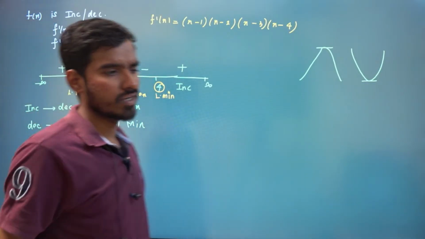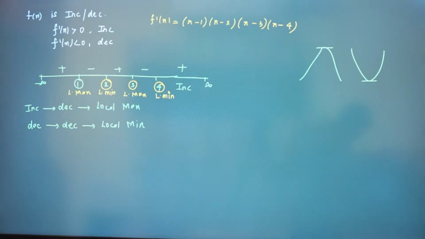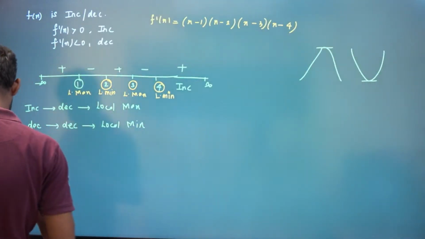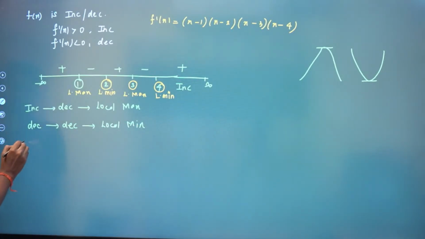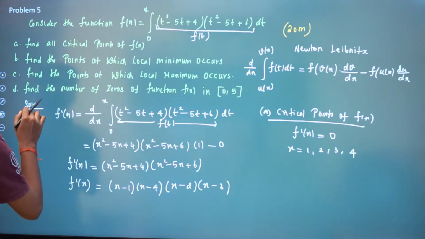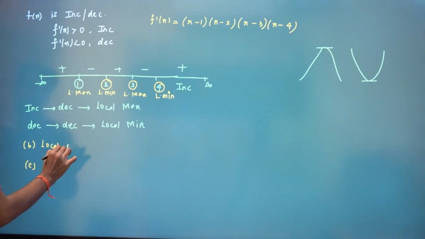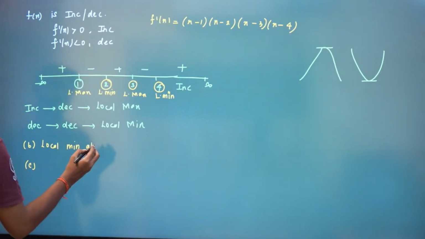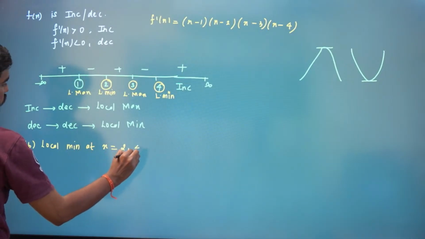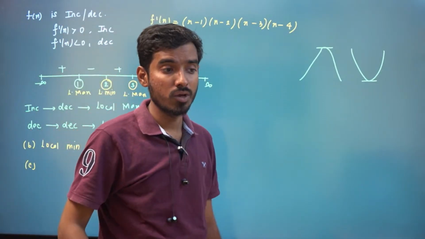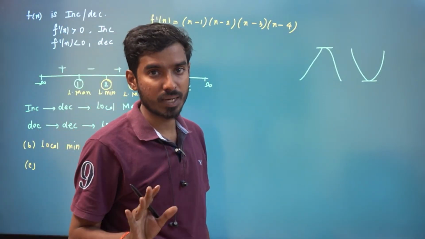Or else you can use the second derivative test also, but this will be time consuming, right? See, our aim is to find at which points it is maximum and minimum, right? So for the second subdivision answer, third subdivision answer, you can quickly do this. Points at which local minimum occurs: local minimum at x is equal to 2 and 4. I don't know the output value. They haven't asked what is the maximum or minimum value. They are asking only the point of minimum and point of maximum.